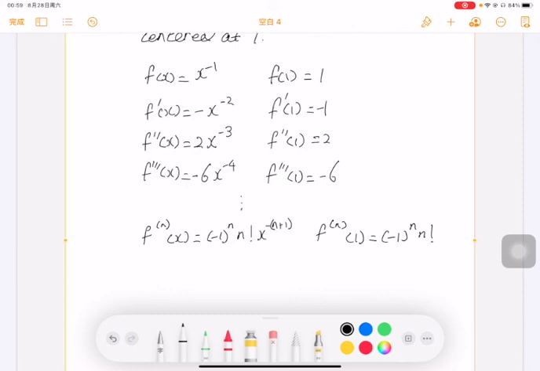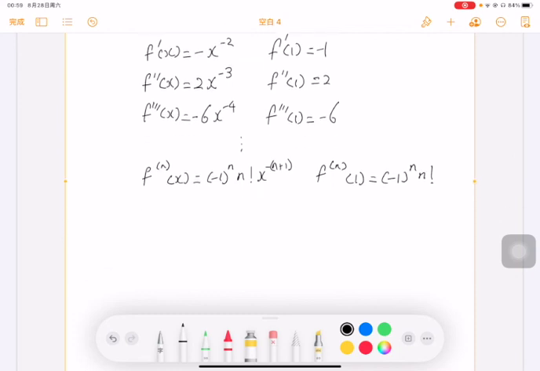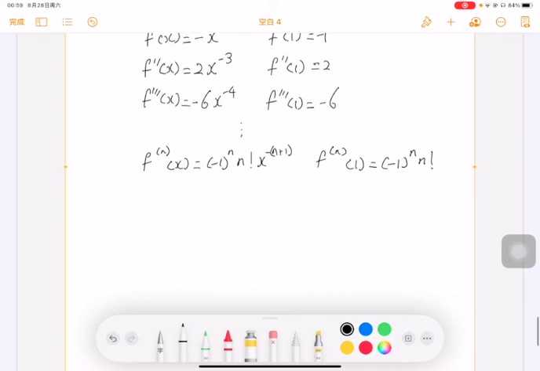And then x to the minus n plus 1, because you start with the exponent minus 1, and then after each differentiation, the exponent decreases by 1. So after n differentiations, the exponent is minus 1, then minus n. So you get minus n plus 1 here. All right, then plug in x equals 1, you get this, minus 1 to the nth power times n factorial.